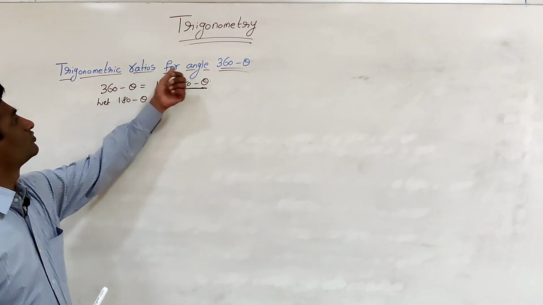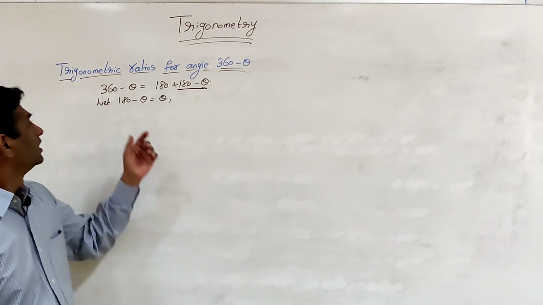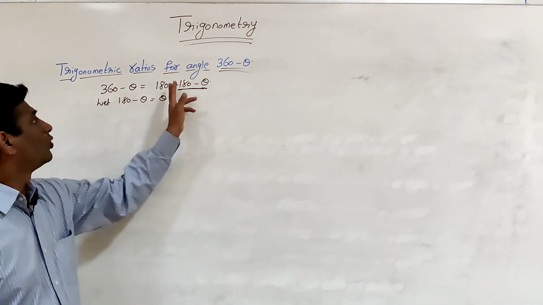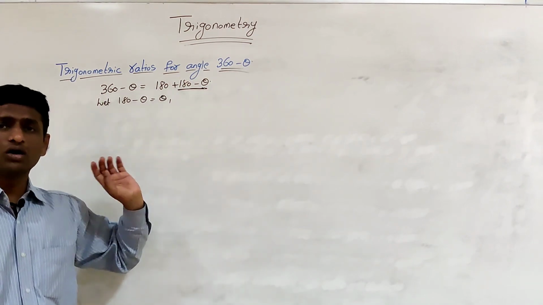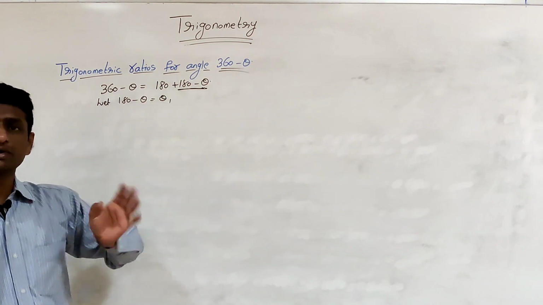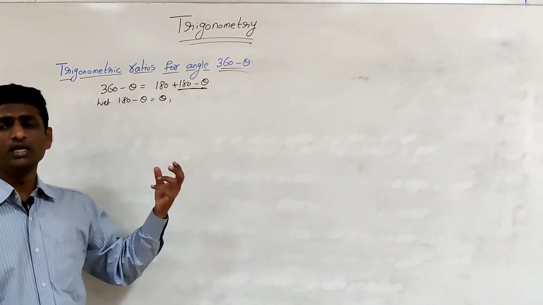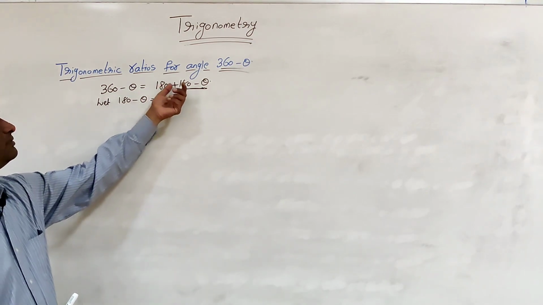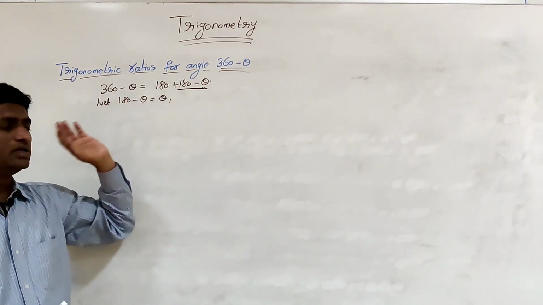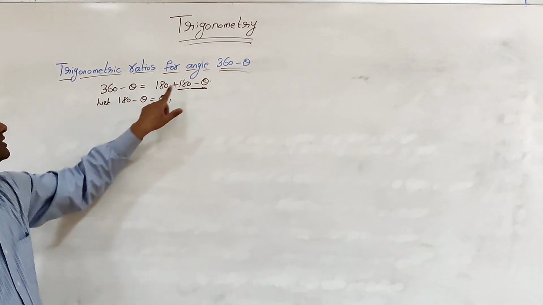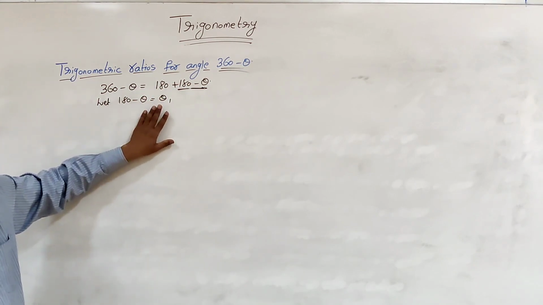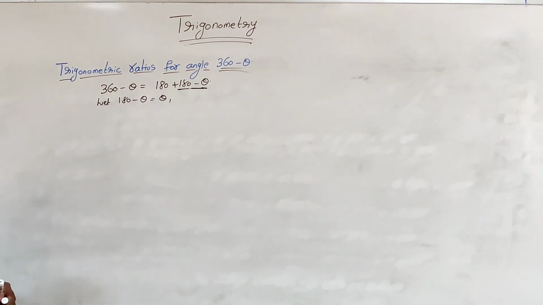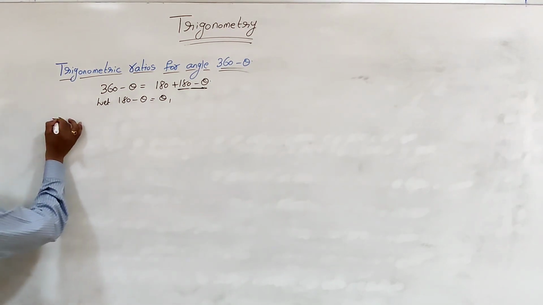So trigonometric ratios for 360 minus theta. 360 minus theta can be written in two ways: one is 180 plus (180 minus theta), or 270 plus (90 minus theta). We can prove it by either method, but assuming 180 plus 180, I think it will be easy. So let 180 minus theta, for the time being, be theta 1. Now we'll see the trigonometric ratios for 360 minus theta.